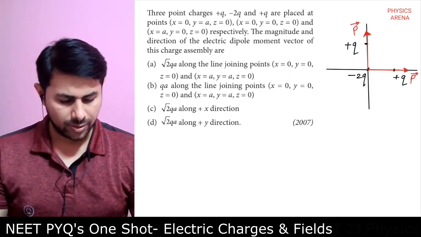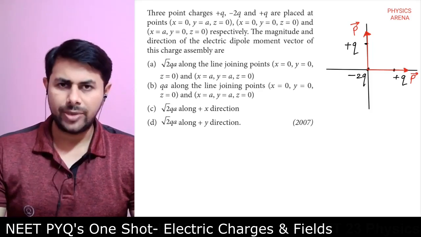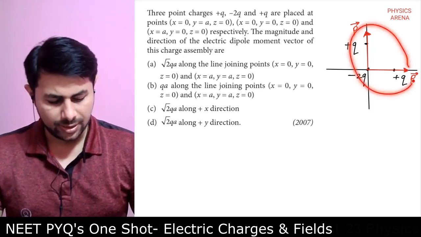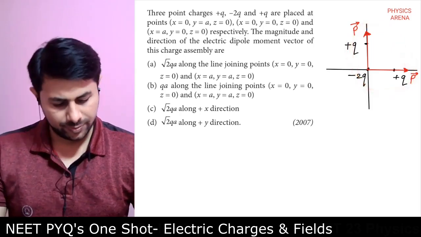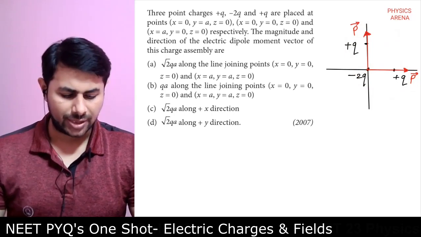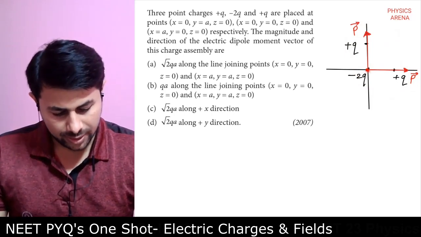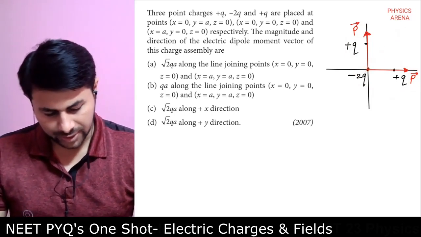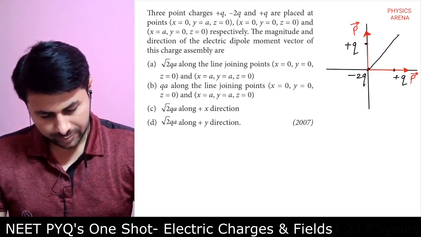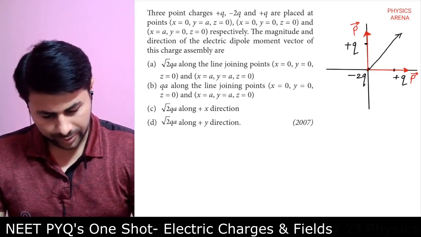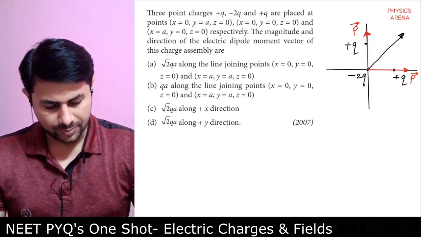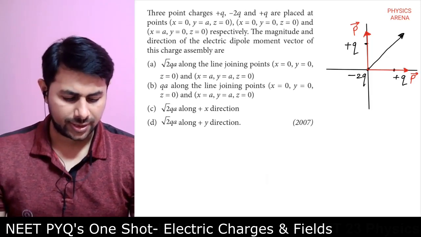So now how much would be the net dipole moment? Net dipole moment is the vector sum of these two. Because the magnitude of both of these is equal, it will be directed like this. So the resultant would be in this direction, at 45 degrees. So this is the resultant.